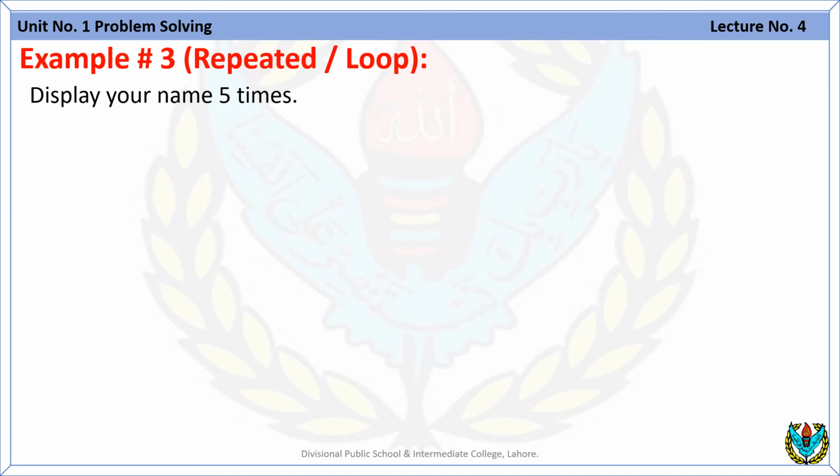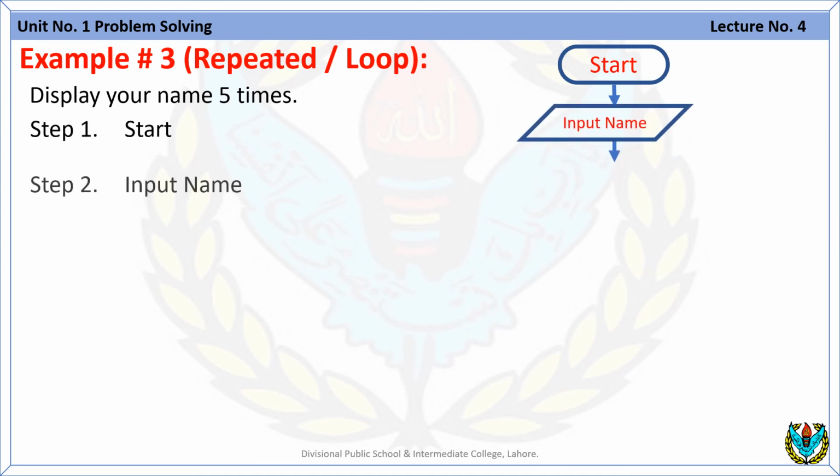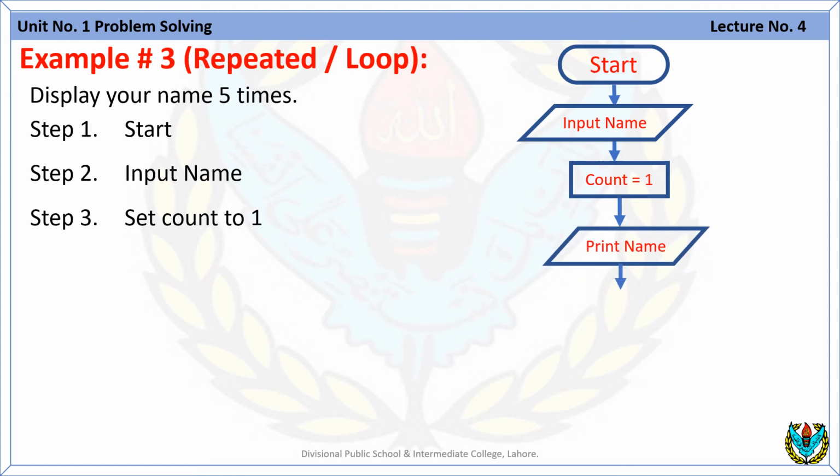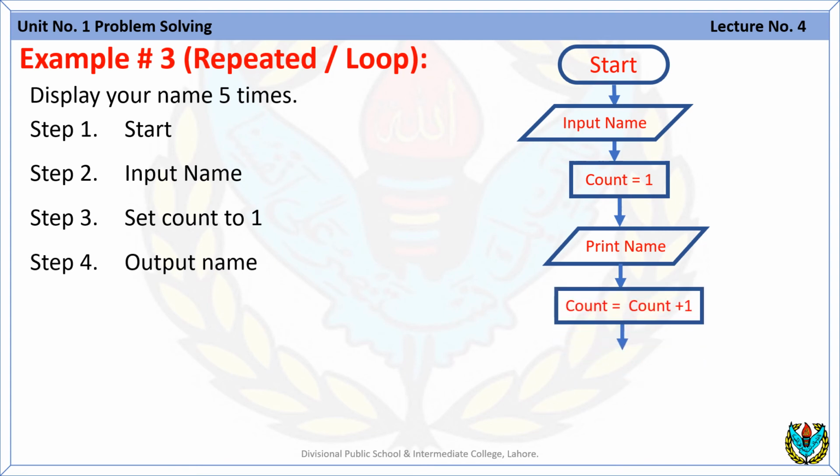Students, this is the last example of algorithm and we will write the steps about printing your name 5 times on the screen. First step is start as usual. Second step is providing name as input. In the third step, we will set a variable count as 1. Students, in the fourth step, we will get the output by printing the name first time. In fifth step, we will increase variable count by 1 and it will be now 2.